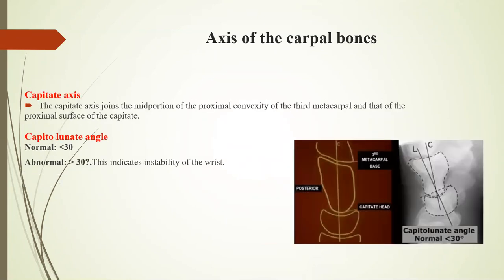Capitate axis. The capitate axis joins the mid portion of the proximal convexity of the third metacarpal and that of the proximal surface of the capitate. This axis gives the capitolunate angle, which is normally less than 30. When it is abnormal, it is more than 30 and indicates instability of the wrist.